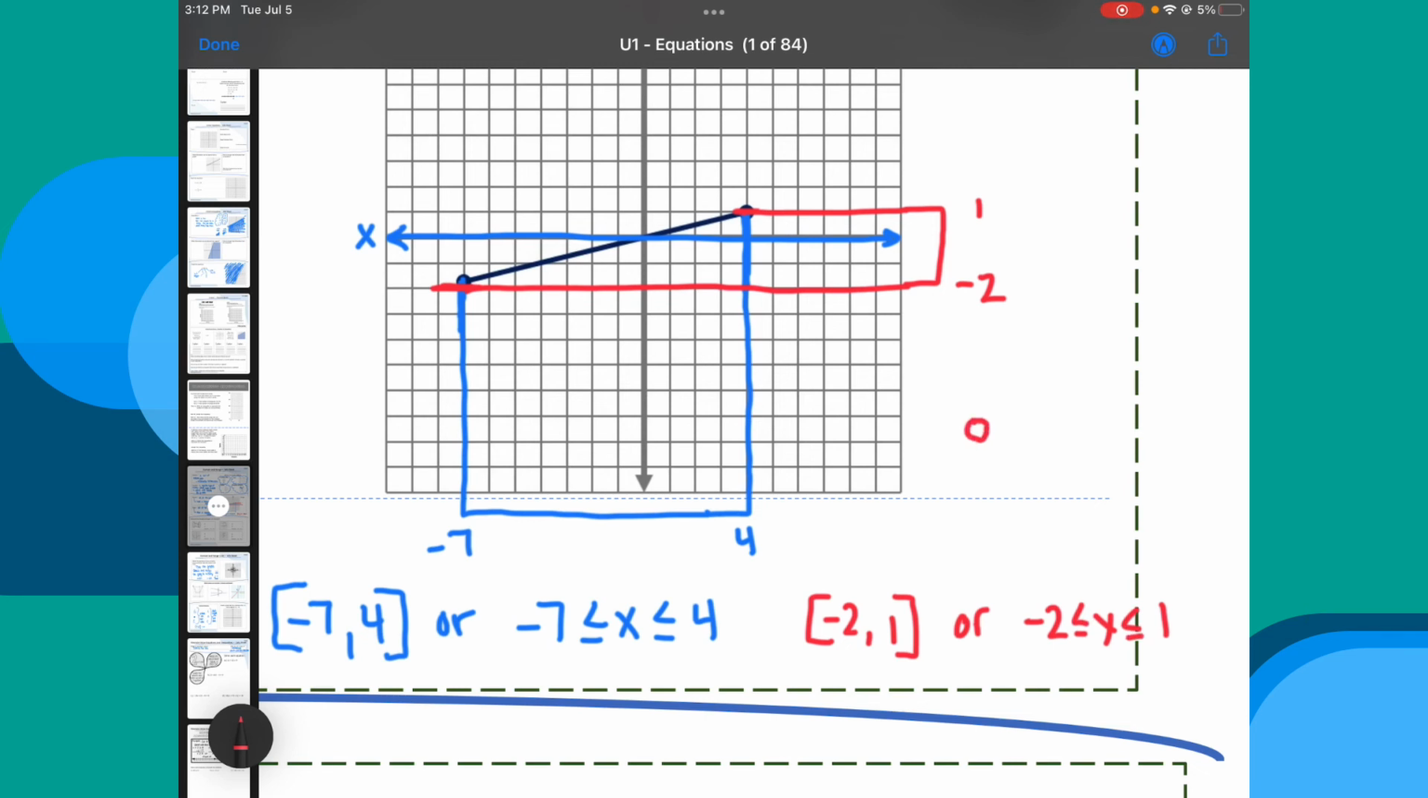If you had open circles as your endpoints, remember we would want to use a less than sign. A closed circle means that we use a less than or equal to sign.